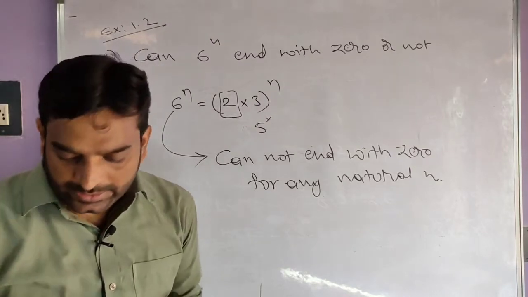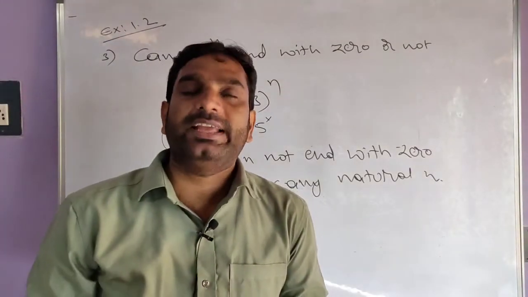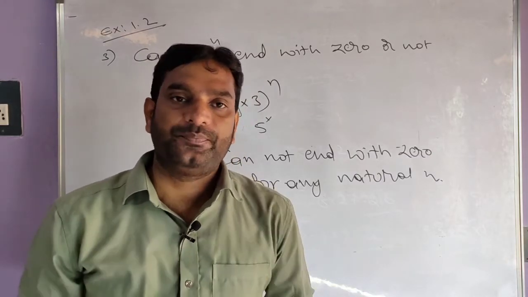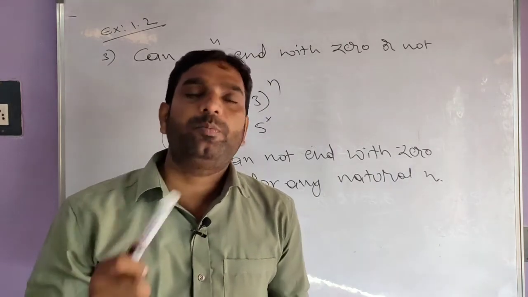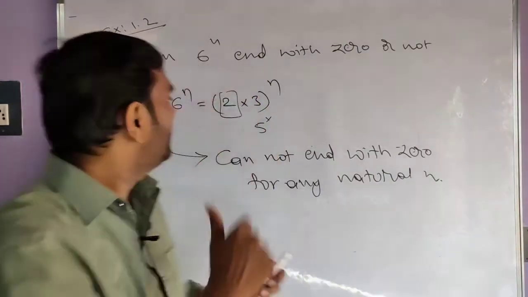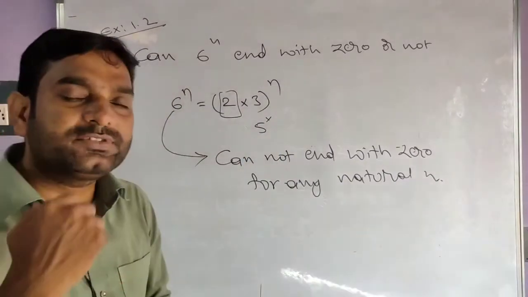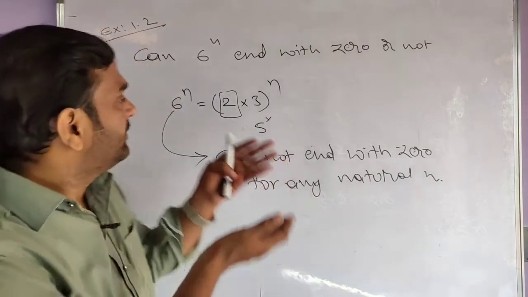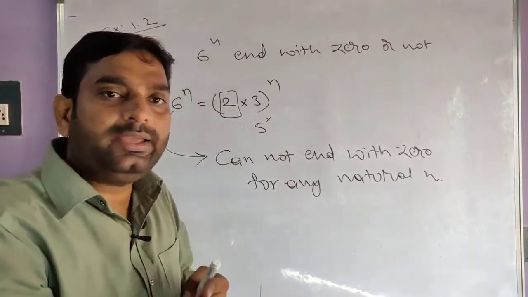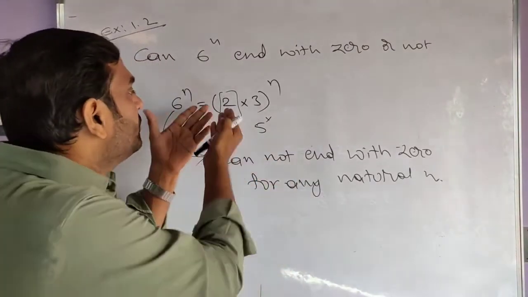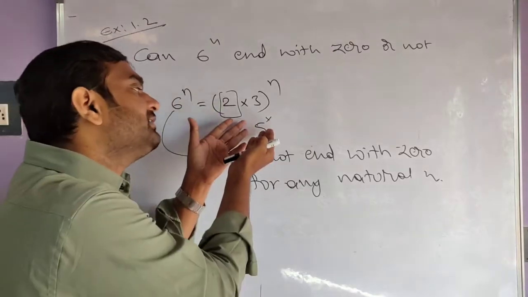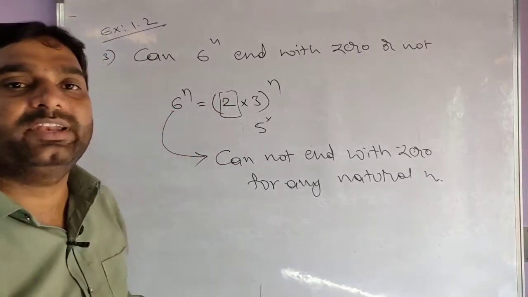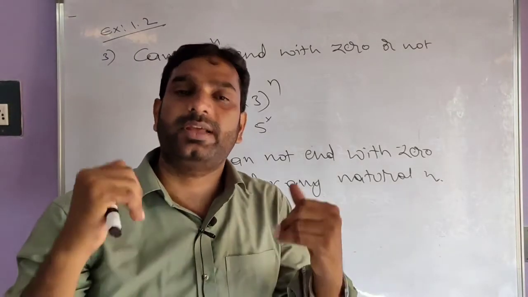Did you get it? Listen again. If 6 power n ends with 0, it should be divisible by 2 and 5. Now that means the product of 6 power n should contain 2 and 5. But here only 2 is present. 5 is not present in that product. So 6 power n does not end with 0 for any natural number.